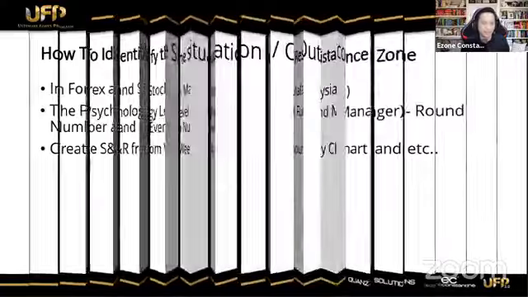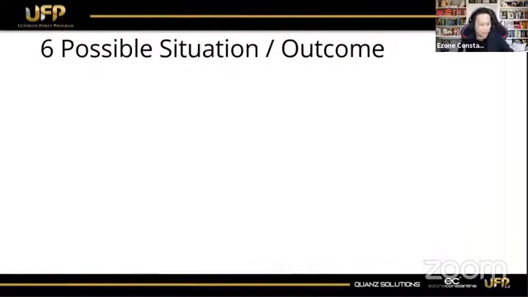Okay, now, I want you all to remember, I think on part number 1, if I'm not mistaken, I shared with all of you the 6 possible situations or outcomes when trading in support and resistance.